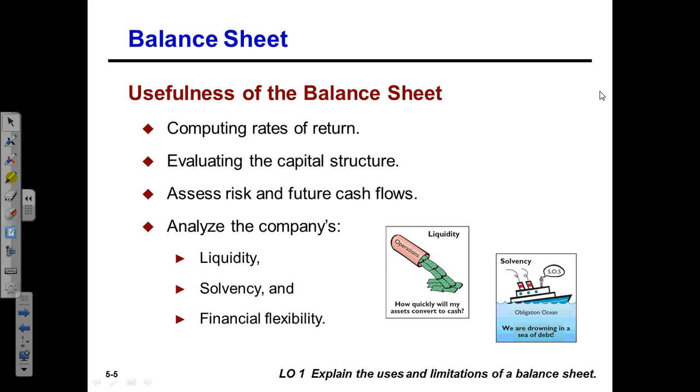Okay, assess risk and future cash flow. So we can analyze the company's liquidity. Why do we want to do that? What's liquidity? How quickly you can convert things to cash. How quickly I can convert receivables to cash, inventory to cash, or for that matter property, plant, and equipment to cash. Anything into cash. And how much cash I'm going to need to pay current liabilities and later long-term liabilities. But usually for liquidity we look at current assets and current liabilities and their relative size. What's the current ratio? How big the current assets are compared to the current liabilities at the end of the chapter.